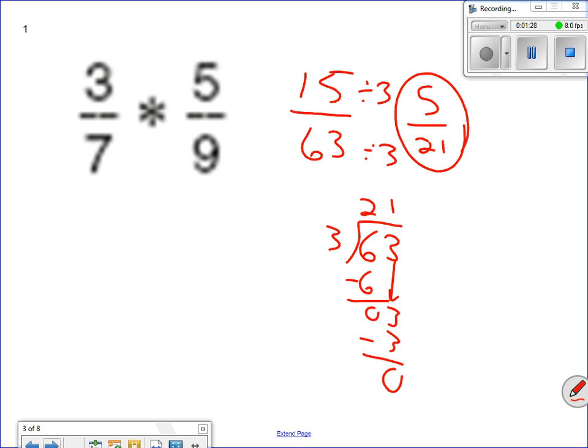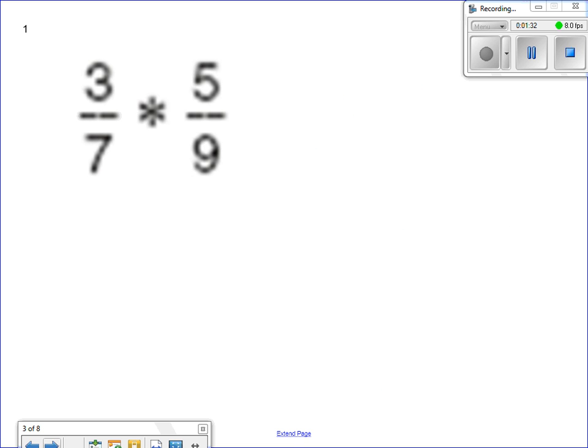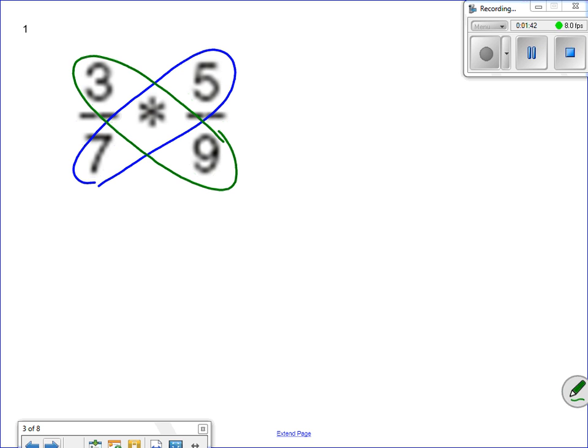Let's take a look at this new concept called cross-reduce. You are going to absolutely love it. I want you to look at these two numbers as a pair and these two numbers as a pair. Let's take a look at that blue pair first. 7 and 5. Is there a number that can go into 7 and 5? There isn't. How about 3 and 9? Is there a number that can go into 3 and 9? There is. 3 can go into 3 and 9.